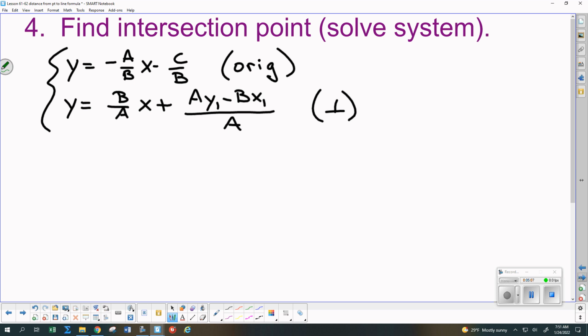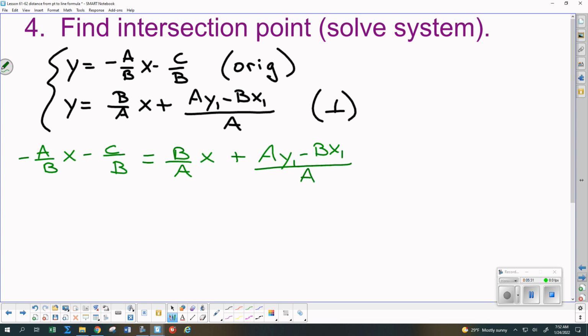And this step and the next one are the two really messy ones, but then we'll be done once we get through that. So if I set these equal, I have minus a over b times x minus c over b, that was my original, is equal to b over a times x plus a y1 minus b x1 all over a. We know that when we have things with denominators and we want to clear those denominators, we multiply by the least common denominator, which in this case would be ab.